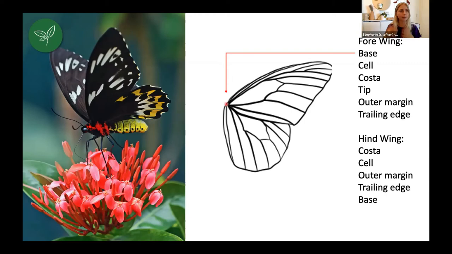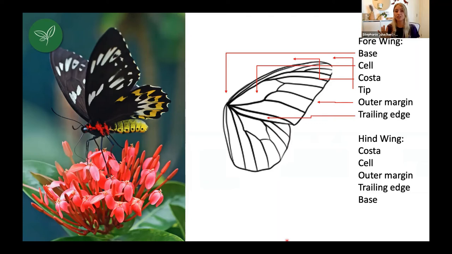It has this cell, which often is visible on butterflies, but not always. It's kind of like this open patch in between. Sometimes it's colorful on the wing of the butterfly. Then the costa, which is the top rim of the wing, the closest edge to the head of the butterfly. Then the tip is obviously the tip of the butterfly wing. We have the outer margin, which is the outermost edge of the wing. And then we have the trailing edge, which is this part here. It's the in-between edge, the farthest away from the head of the butterfly, if that makes sense.